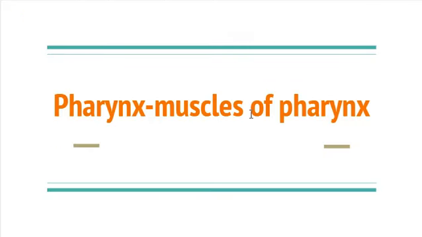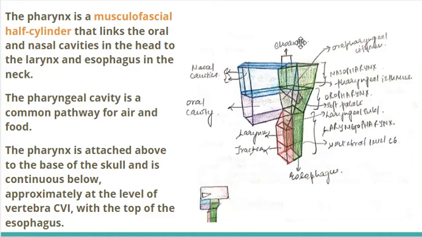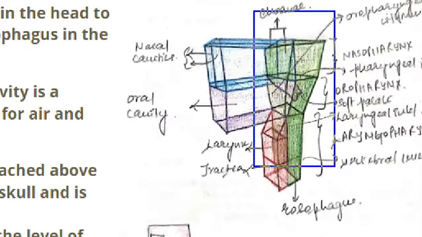Hello everyone. In today's video, we are going to talk about the muscles of the pharynx. But before we do that, let's quickly revise what the pharynx is. Now we know that the pharynx is a musculofascial half cylinder that links the oral cavity and the nasal cavity in the head to the larynx and the esophagus in the neck, being a common pathway for air and food.